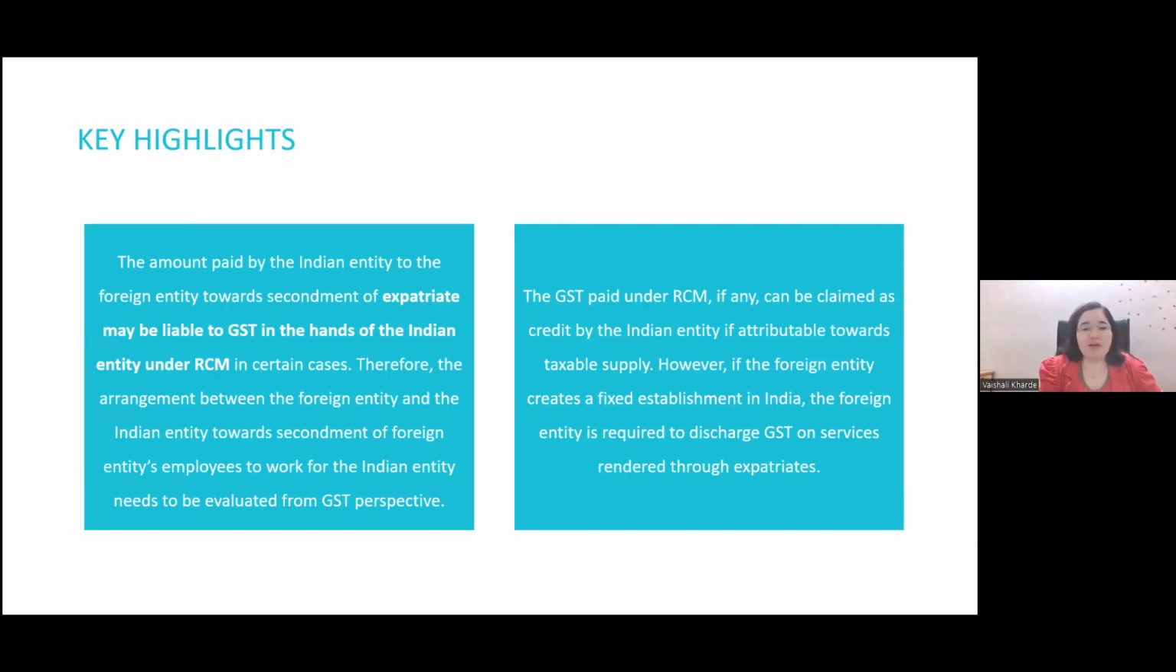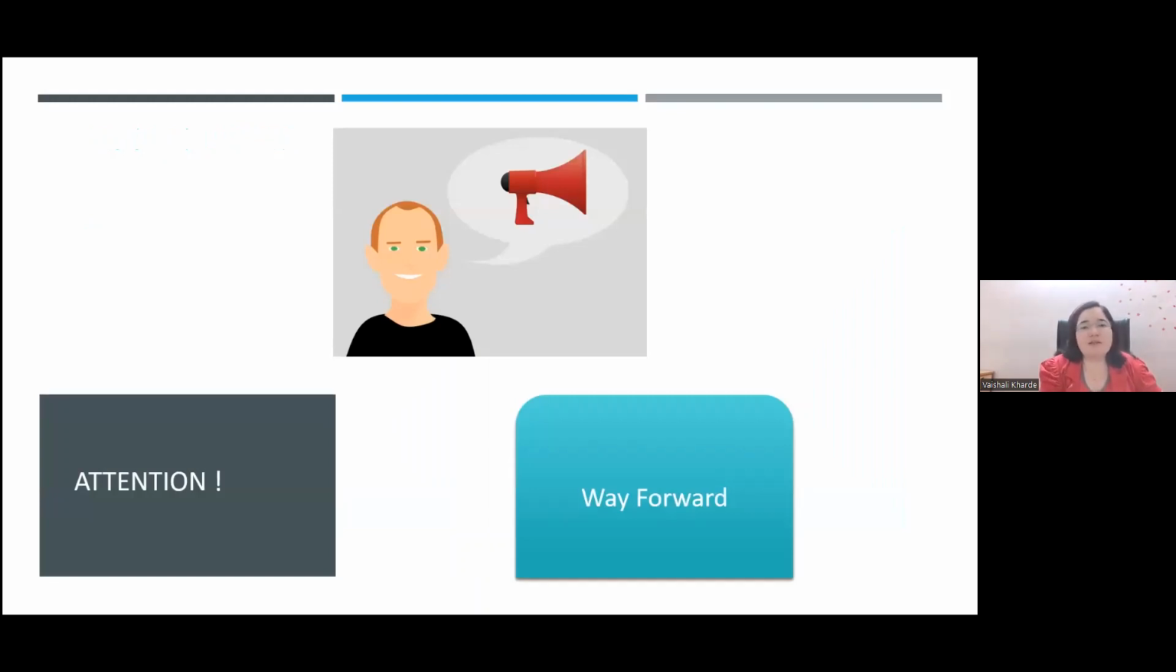The Indian company needs to be evaluated from the GST perspective. Then the GST paid under RCM, if any, has been claimed by the company as a credit only if it is attributable to taxable supply. In some cases, credit may not be available if there is an exempt supply, etc., in such a scenario. So I think these are the two decisions.